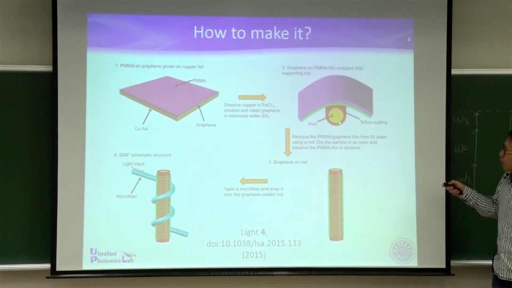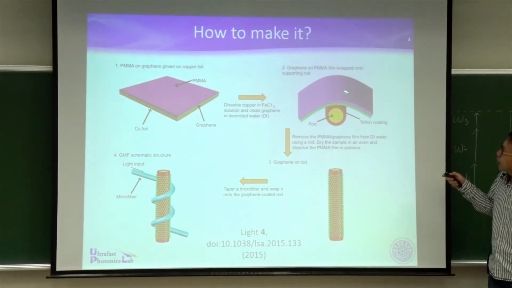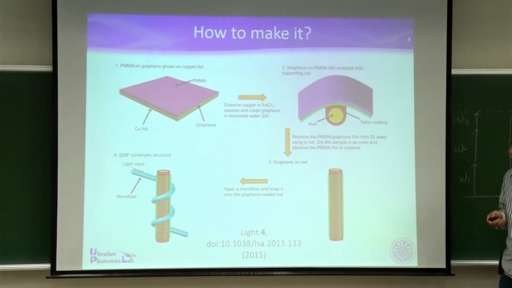Then you use a rod surfaced by Teflon coating. Then PMMA and the graphene are wrapped onto the supporting rod. Okay. So after that, you got something like this. Graphene layer is already deposited over the surface of the rod. Then finally, you round the rod with your fiber. Okay. And after that, you just need to couple the light into the fiber and out of the fiber.